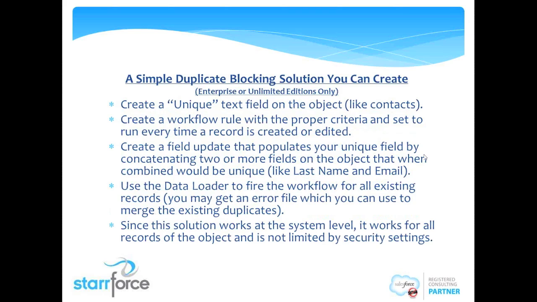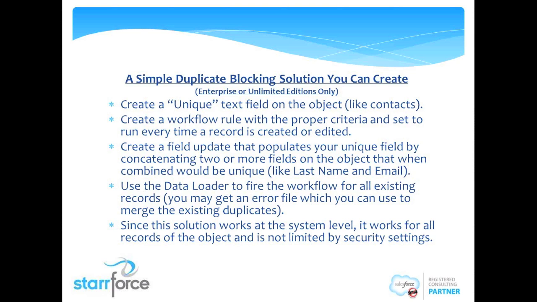All right, a simple duplicate blocking solution that you can create, or any administrator can create, in Enterprise or Unlimited Editions only, because this does use workflow, which is not available in Professional or Group Edition. What you want to do is create a unique text field on the object, like our contacts, and then create a workflow rule with the proper criteria, set it to run every time the record is created or edited, and create a field update that populates your unique field by concatenating 2 or more fields on the object that when combined would be unique, like last name and email address.